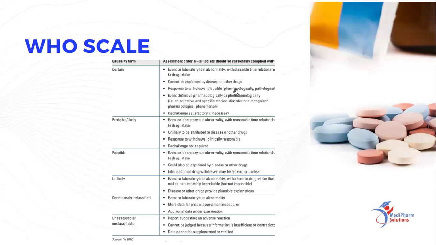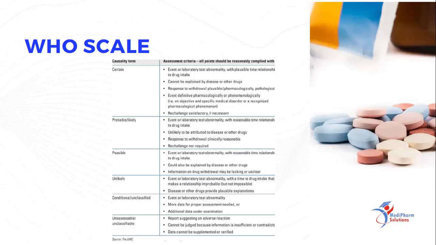This is what we are trying to explain, that without any confounders or any alternative etiologies that could have caused that adverse event. And then response to withdrawal plausible. So what does this mean? It means that once you give a drug, it will exert its peak action at a particular point of time, and then once it exerts its action, it will be eliminated. We mention this in pharmacology as pharmacokinetics. What happens with the drug in the body?